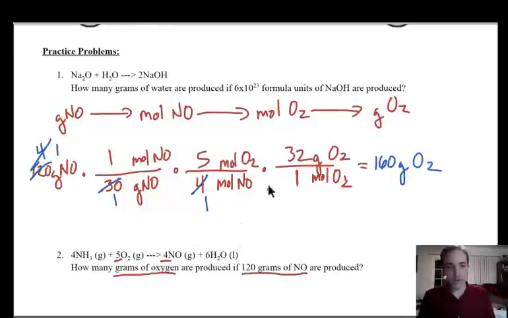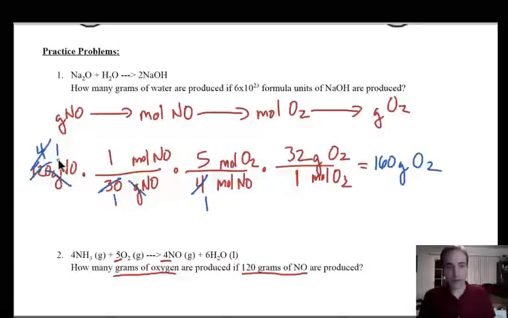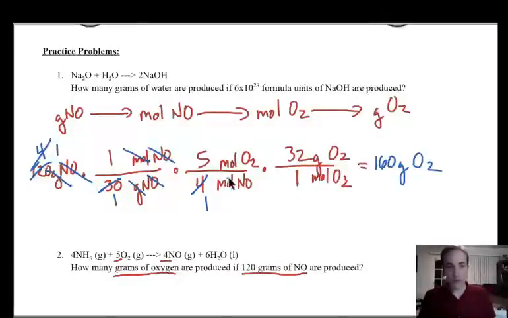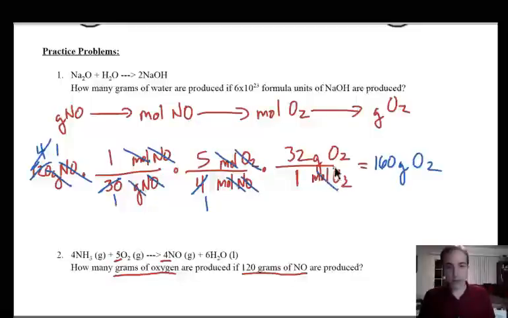If you don't remember what the units are supposed to be, double check that they all cancel out. So grams cancel out, NO cancels out, moles of NO cancels out, moles of O2 cancels out, and I'm left with grams of O2. So those are my units.